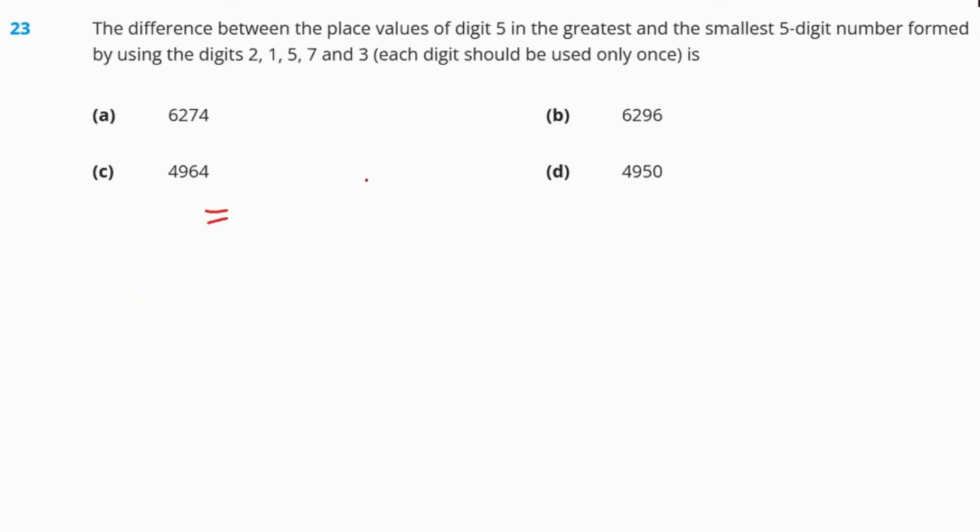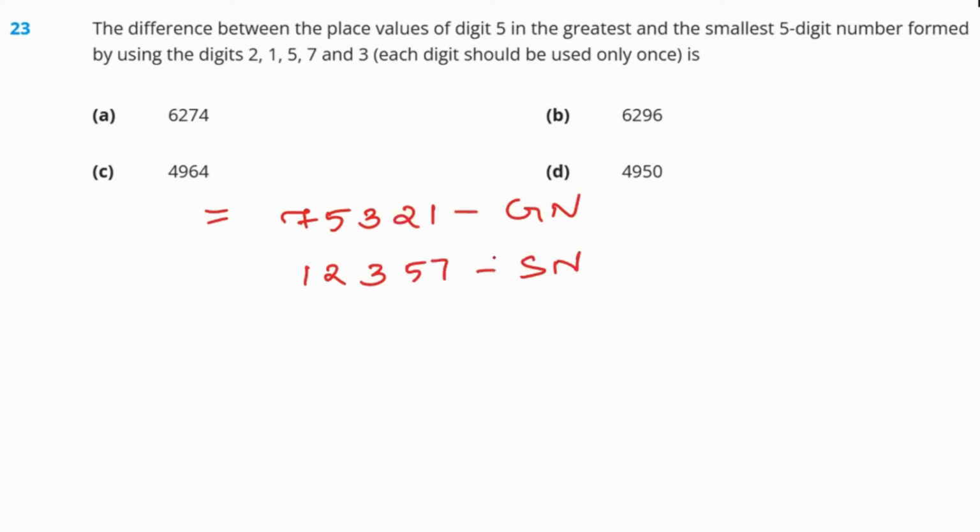To make the greatest number, we have to arrange these digits in descending order, from the greatest to the smallest. So 7, 5, 3, 2, 1. This is the greatest number. And for the smallest number, we have to arrange them in ascending order. So 1, 2, 3, 5, 7. This is the smallest number.